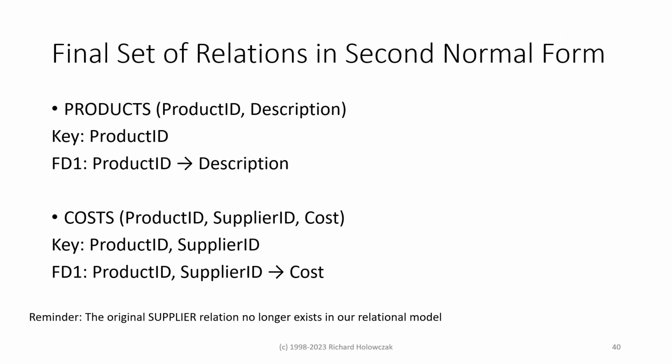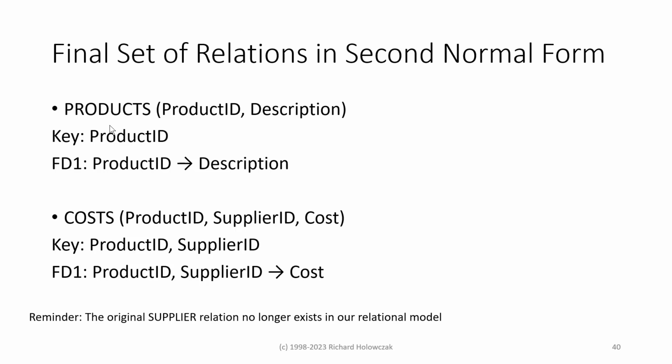The last step in all of this, it's very important to write down a final set of relations. As you may recall, when we converted from our ER model to the relational model, I asked you to call that an initial set of relations. After we've normalized, we call it the final set of relations.